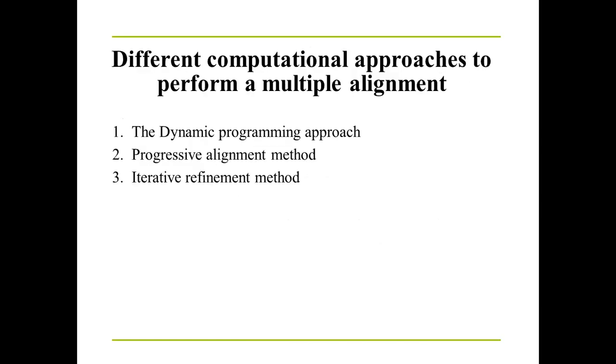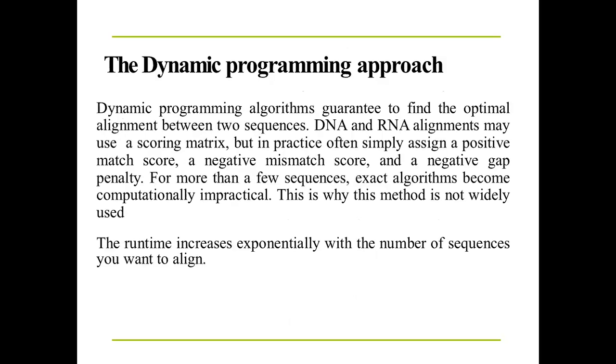Different computational approaches to perform a multiple sequence alignment: the dynamic programming approach, which we studied in detail in our previous lectures, the progressive alignment method, and the iterative refinement method. In the dynamic programming approach, we have to find the optimal alignment between the sequences, how they are optimally aligned, what the maximum similarity between them will be. For the alignment of protein or DNA sequences, we use scoring metrics, but in practice often simply assign a positive score to a match and a negative score or zero to a mismatch or gap penalty.